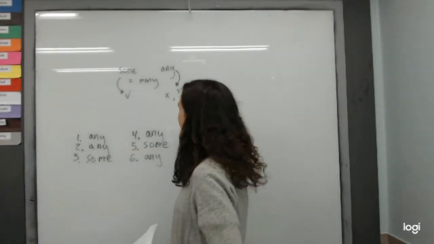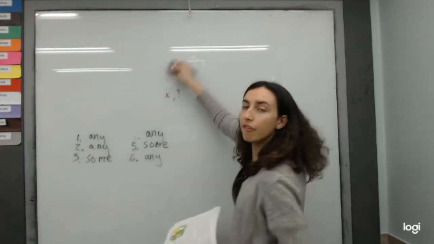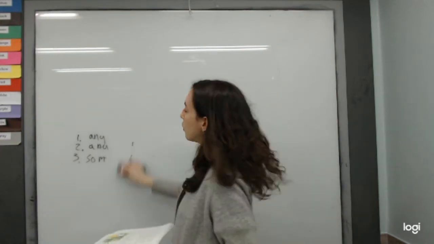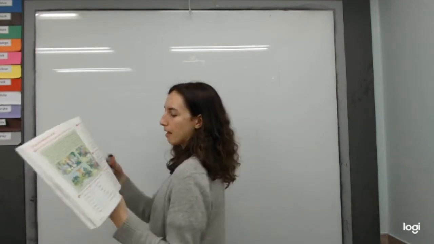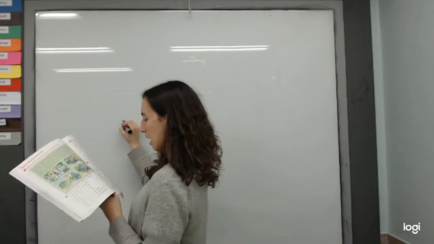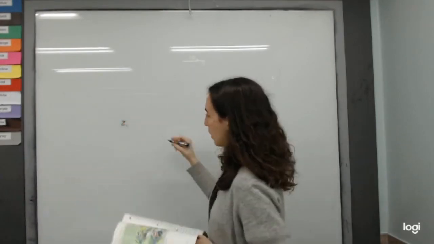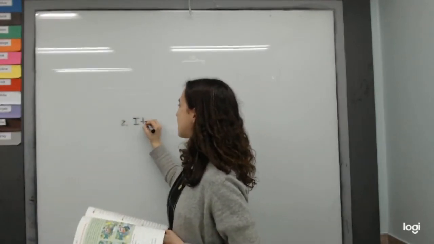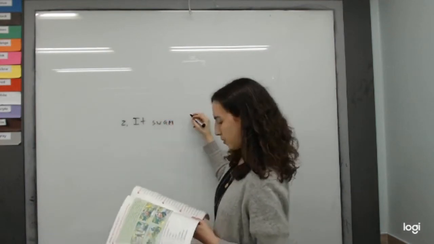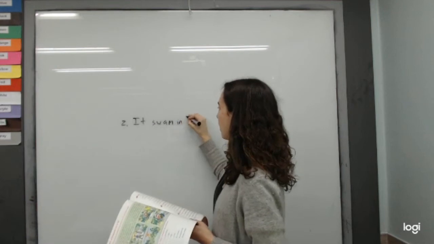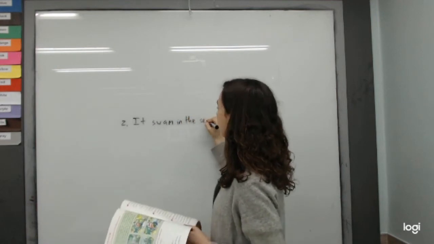How is that? Easy or hard? Okay, so for the next part, we have to use past. So we have some sentences in the present, and we have to write them in the past. So the first one, they eat plants. Number two, it swims in the sea. What is the past tense of swims? Swam. So we can say it swam in the sea.